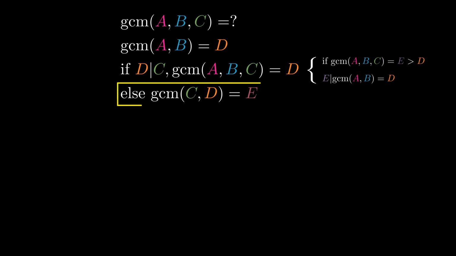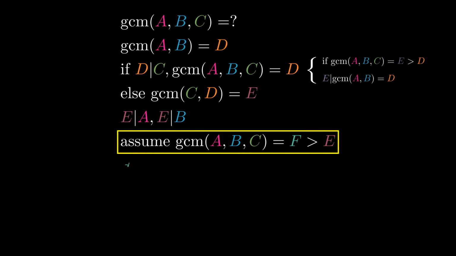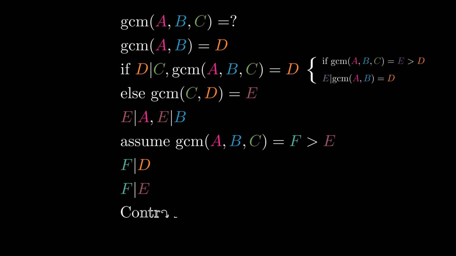Since e measures d, it also measures a and b. Assume, by way of contradiction, that f is greater than e, and is the greatest common measurer of a, b, and c. f, by measuring a and b, also measures d, and also measures c, so it also measures e, which is less than it, a contradiction, so e is the greatest common measurer of a, b, and c.